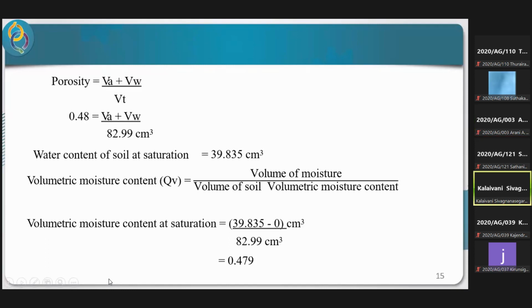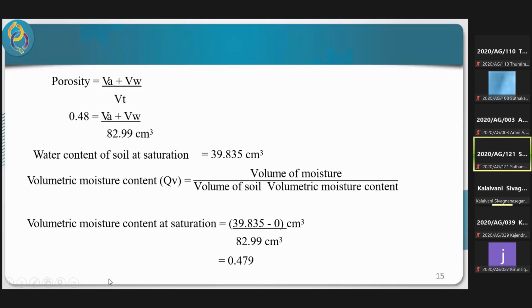Okay. So with the porosity data, we can find out the water content of soil at saturation. So you all know another equation for porosity: volume of air plus volume of water, divided by total volume of soil. So this equation you already know, no? Yes, ma'am.